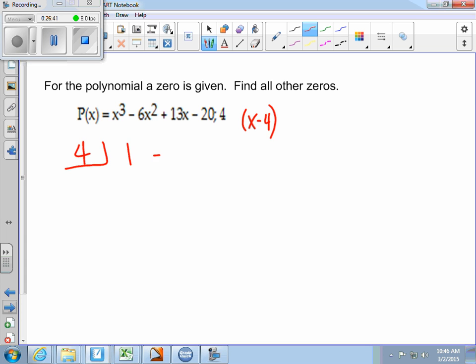1, -6, 13, and -20. Notice there are no gaps, right? Cube, square, 1, none. You will have some that occasionally have gaps. Add down. Stay with me. I'll tell you about it in a minute. Put them up. I'll go to receipts in a minute.